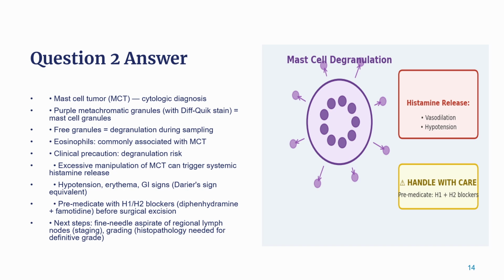For this reason, before any mast cell tumor surgery, patients should be pre-medicated with antihistamines, both H1 blockers like diphenhydramine and H2 blockers like famotidine. Cytology is great here, but you'll need histopathology to grade the tumor and determine prognosis and margin assessment.